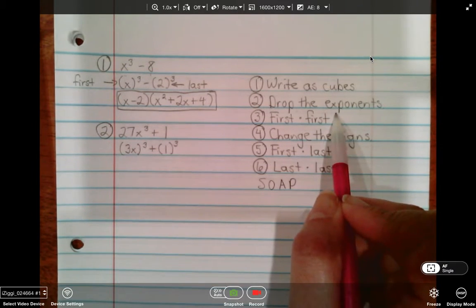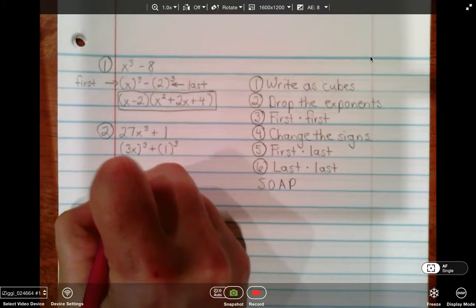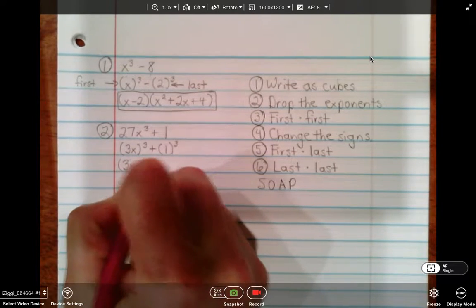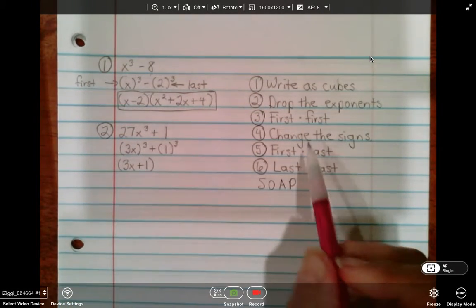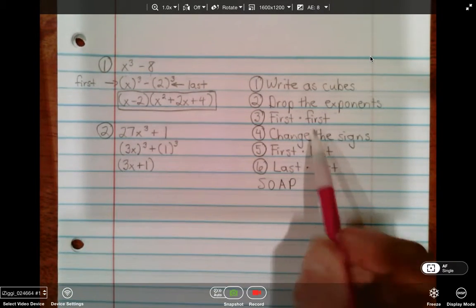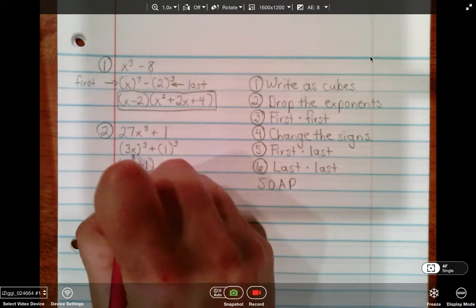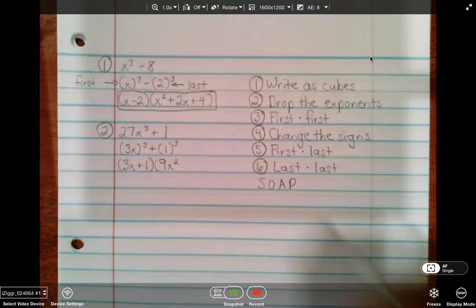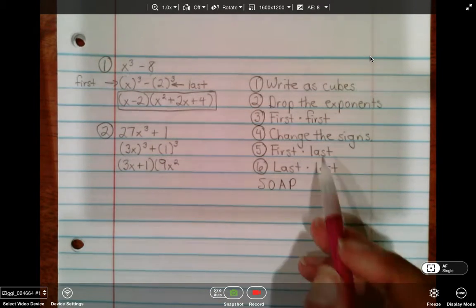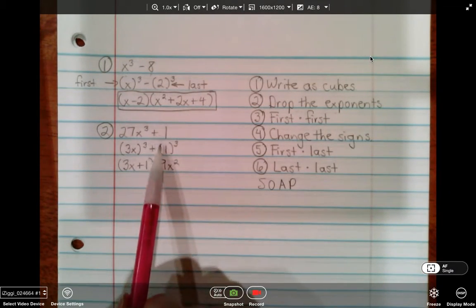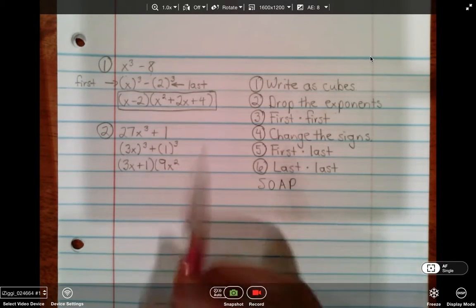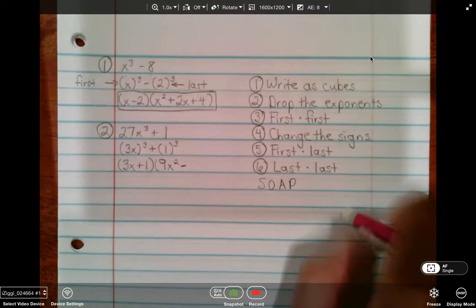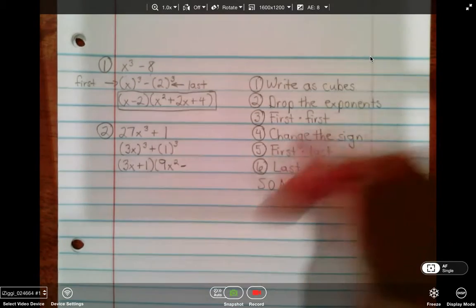Step 2, drop the exponents. 3x plus 1. Step 3, first times first. 3x times 3x is 9x squared. Step 4, change the sign. The only sign I see is plus, so when I change it, it's going to become minus, and I really need to have just changed the sign.